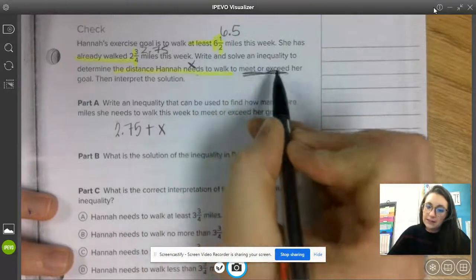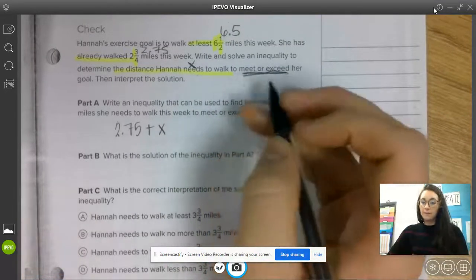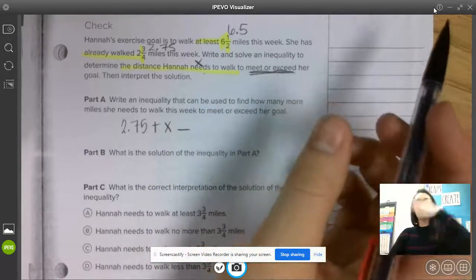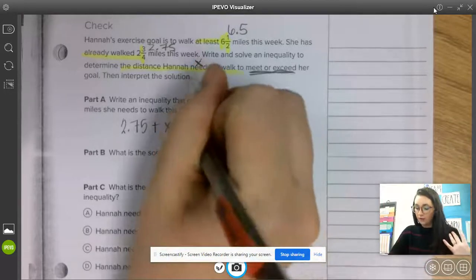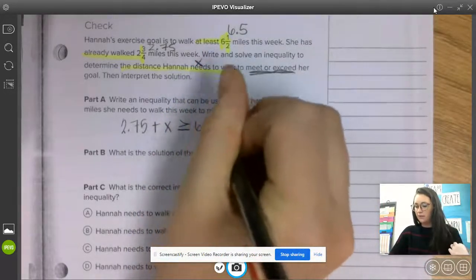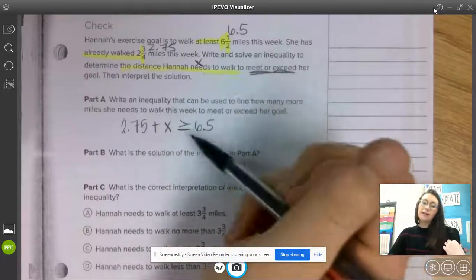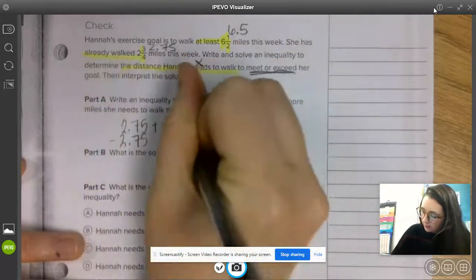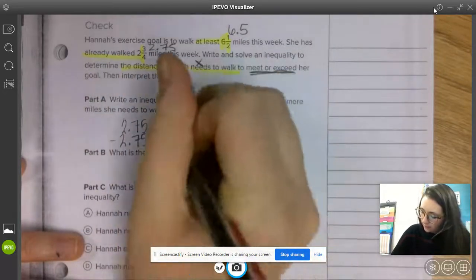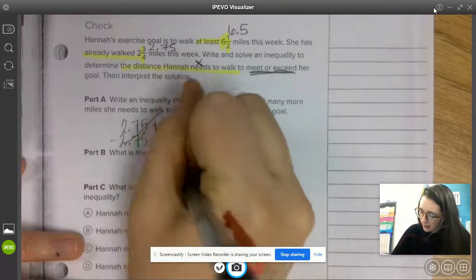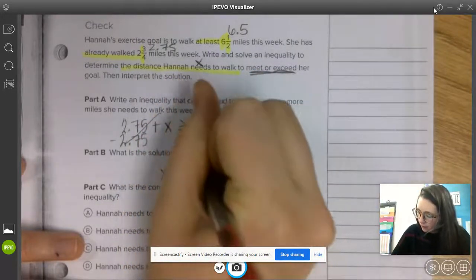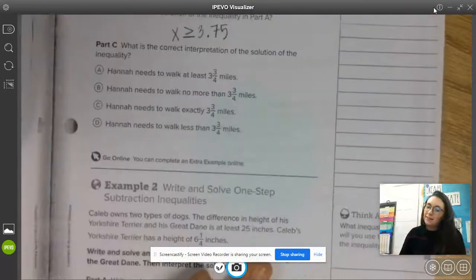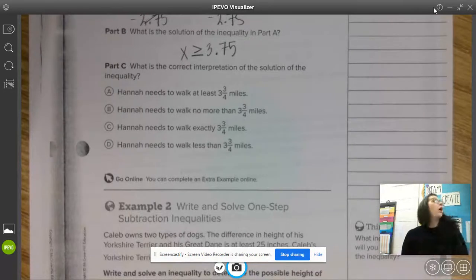Now, this meet or exceed. If I meet something, that means I'm equal to. If I exceed something, that means I go above and beyond, or I'm greater than 6.5. So that phrase, meet or exceed, gives me my symbol. Now, when we solve this, X is going to be greater than or equal to 3.75.